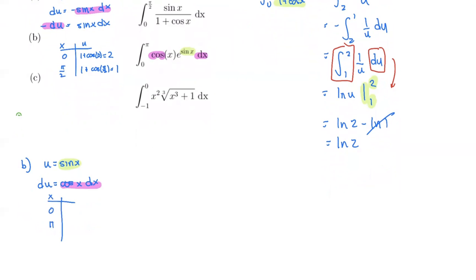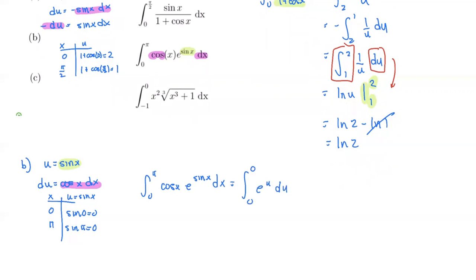So my new domain, u, is sine of x, and then the sine of 0 is 0, and the sine of pi is 0, and that's kind of cool, because now you have this antiderivative 0 to pi cosine x e to the sine x dx, which becomes e to the u du from 0 to 0.